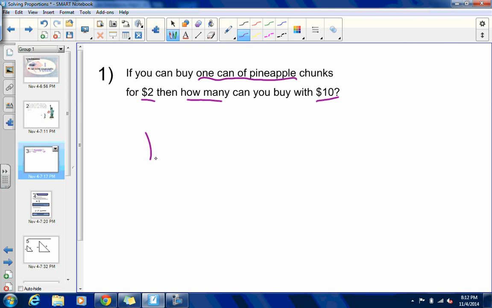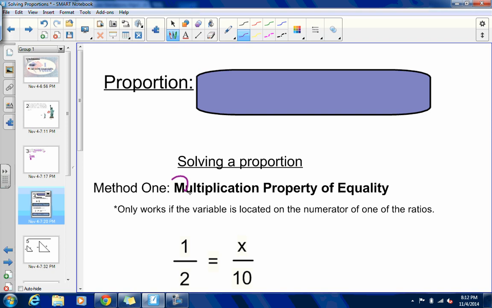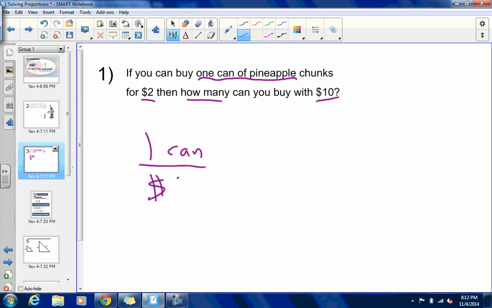If you have one can, you can set up a ratio. One can is $2. And we know that we have $10. We don't know how many cans, so we'll do n cans for $10.